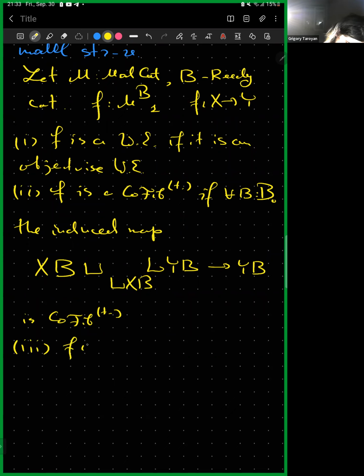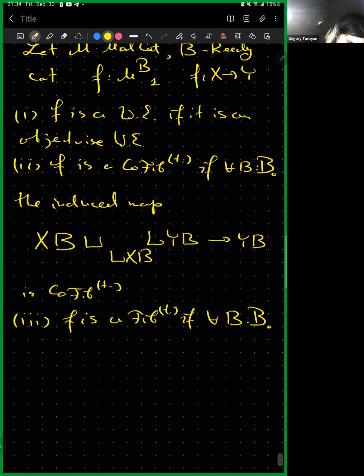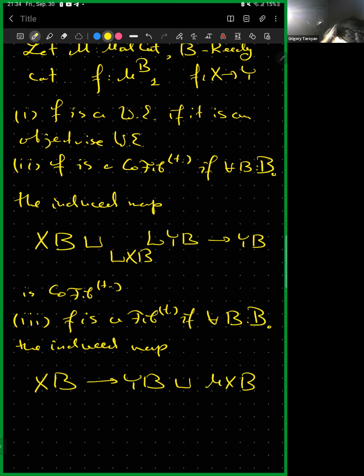Similarly, F is a fibration or trivial fibration if for any D in B, the induced map from X_D to Y_D with M_D X over M_D Y is a fibration or trivial fibration.